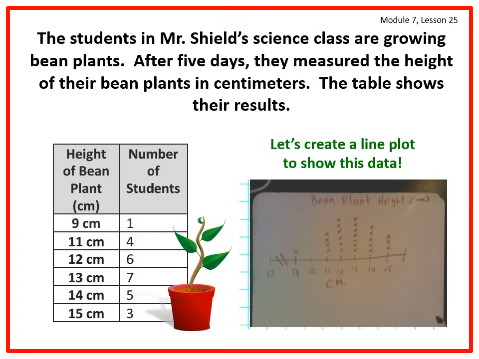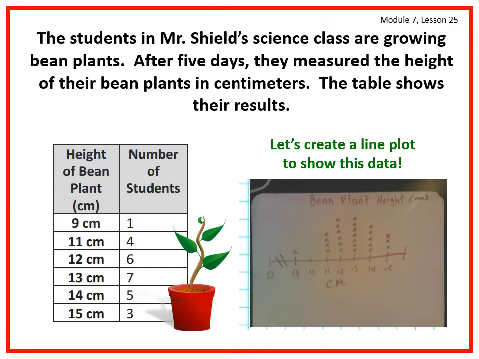Now we're ready to answer some questions. So the first question I want to ask you is, by looking at your line plot, which bean plant height occurred most often? So looking at here, which one has the most X's? Yes, it's easy to see that between 12 and 13, right? Mostly 13 because 13 had 7 and 12 had 6. So the most would be 13.